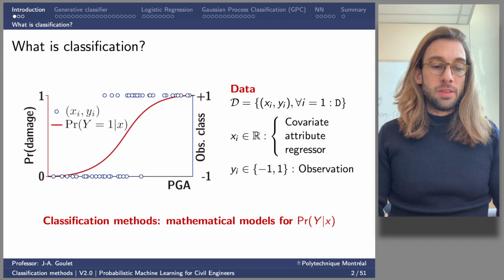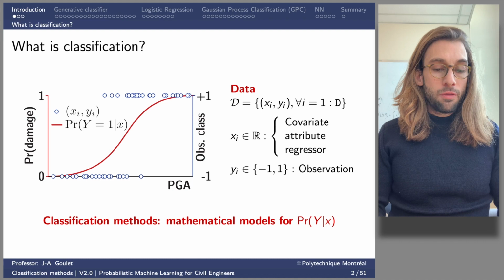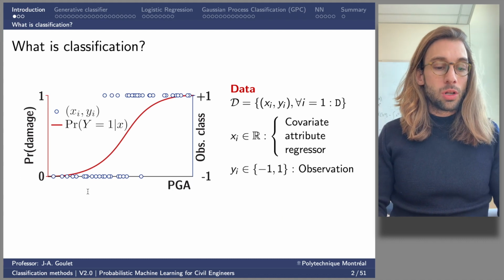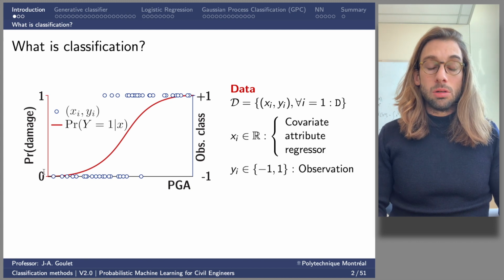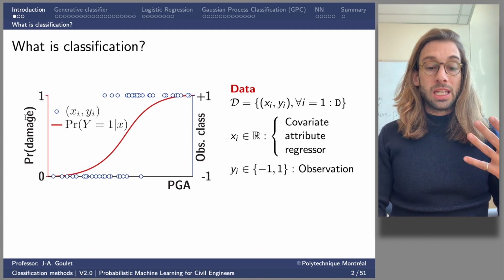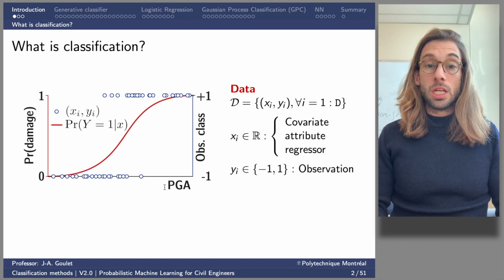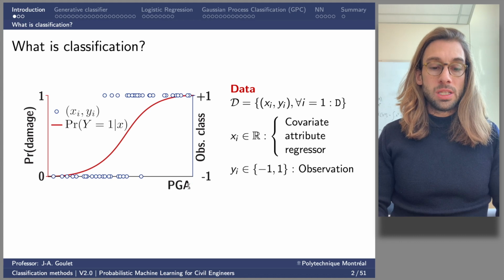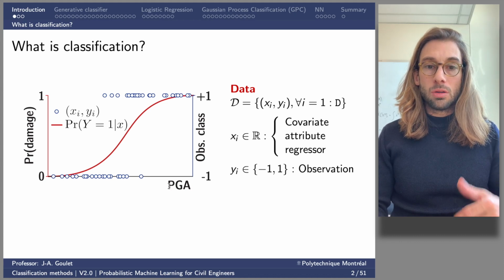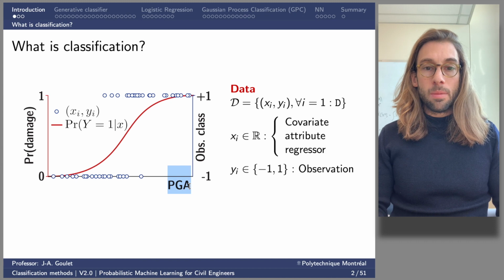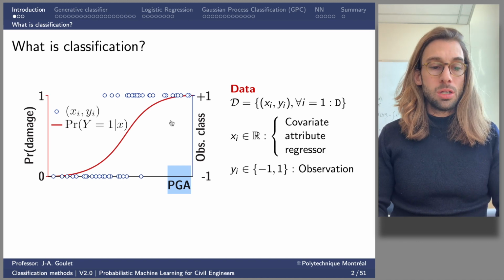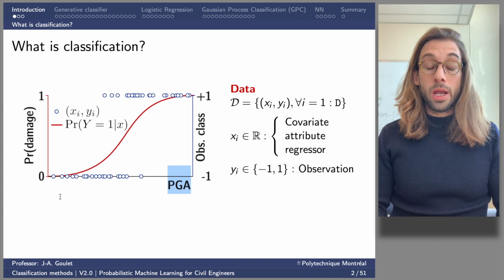Here's another example of an application of classification. We want to classify the probability of damage in buildings following an earthquake, given the peak ground acceleration, which is a proxy for the intensity of the earthquake. We see that for high peak ground acceleration, so high earthquake intensity, the probability of damage is much higher because we have many observations of damaged buildings. On the opposite, for low peak ground acceleration, the probability of damage is fairly low.